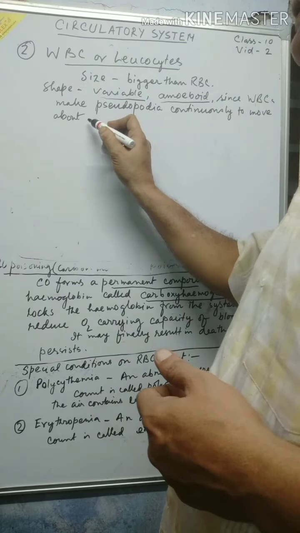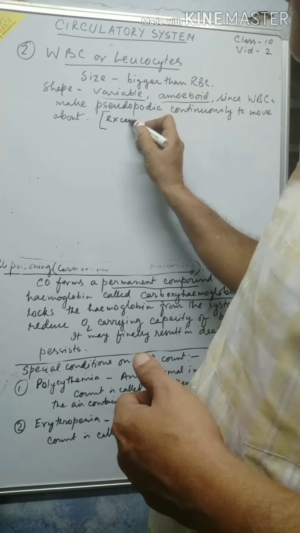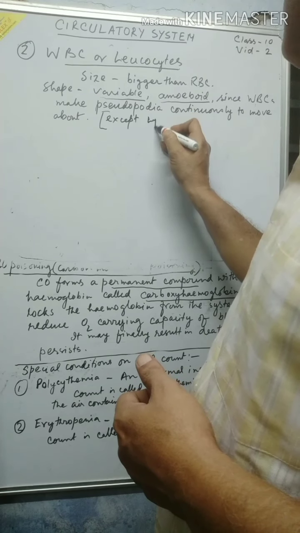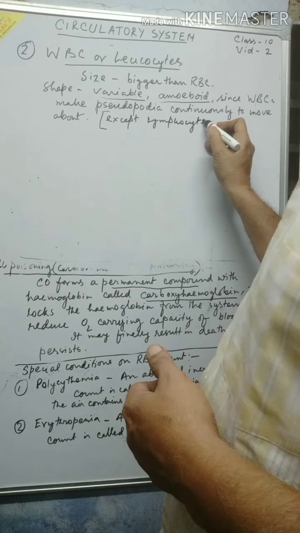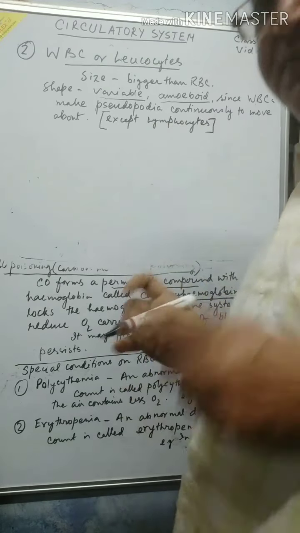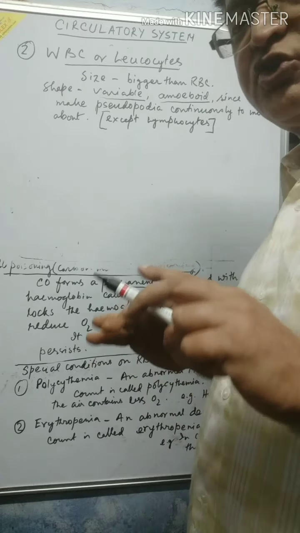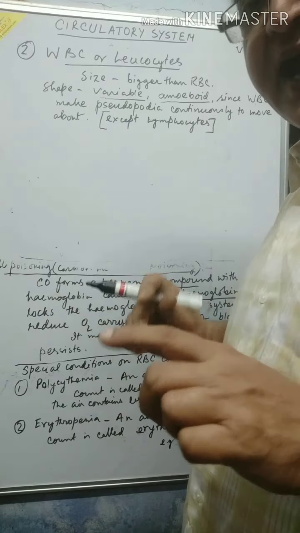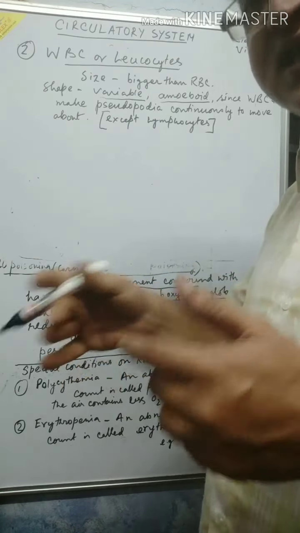But except lymphocytes. Remember, lymphocyte is a type of WBC whose function is totally different from other WBCs. So they do not make pseudopodia, and hence their shape is almost rounded. That we will discuss later.